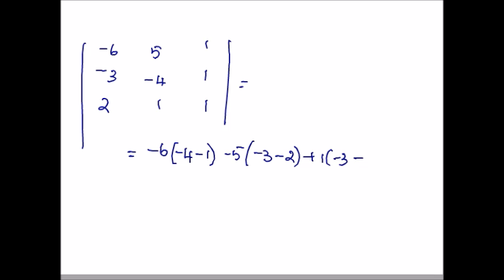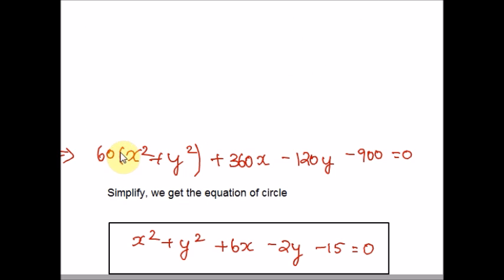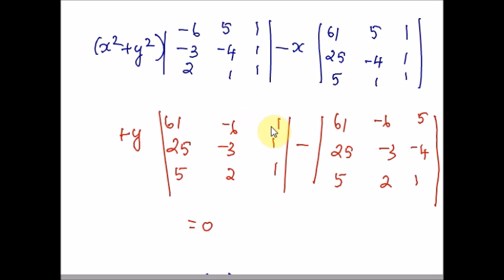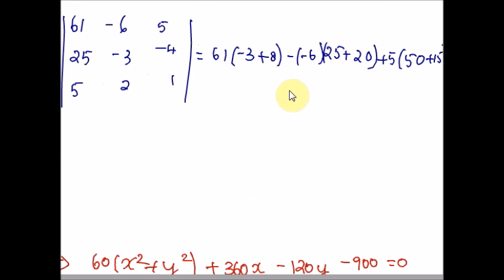Now let's simplify it. So if you add and simplify, you'll get 60. So this is how we got 60 here. Same way you apply the same concept for the other determinants too. I'm getting 360. Let's see how to work out this breakdown. If you simplify this, I'm getting negative 120. Now let's work out the last determinant. So this would become 900.